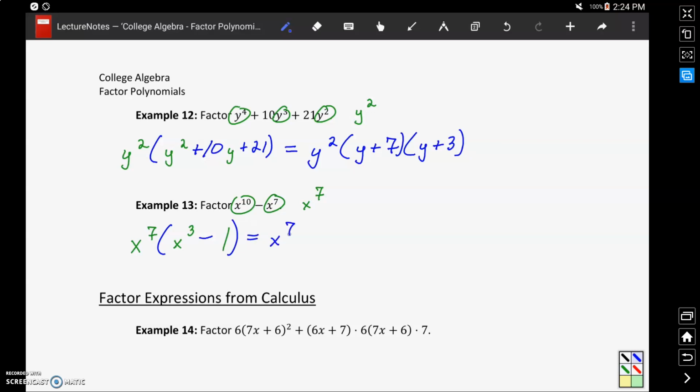So we can factor this as x to the 7th power times x minus 1 times x squared plus 1 times x, or just x, and then plus 1 squared, which would just be 1.